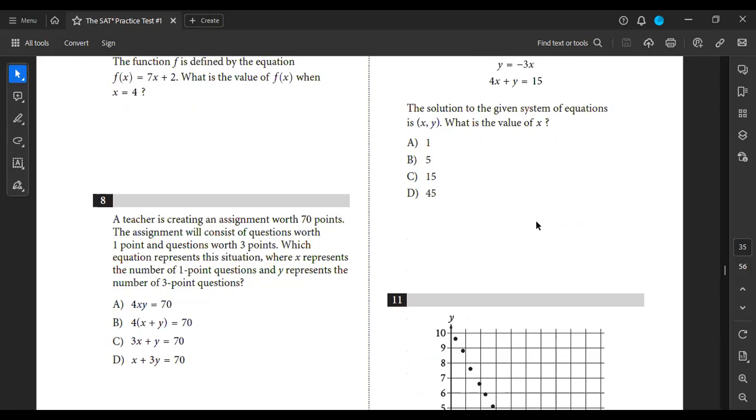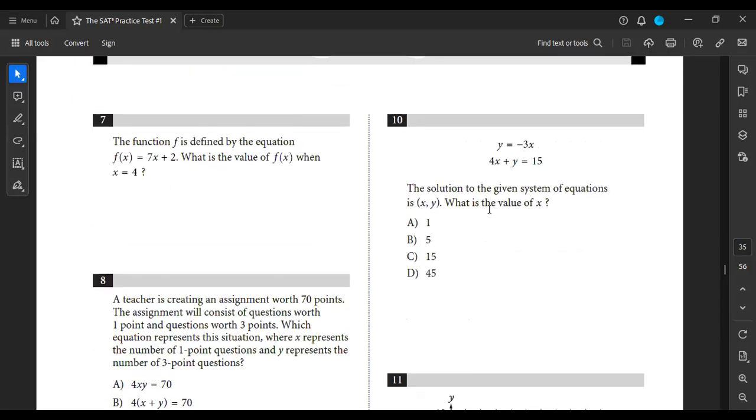So that was question 9. Okay, so question 10. The solution to the given system of equations is (x, y). What is the value of x? Okay, look at these guys. y is 3x. So the answer is 15.